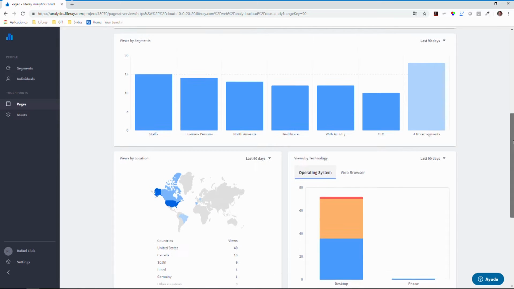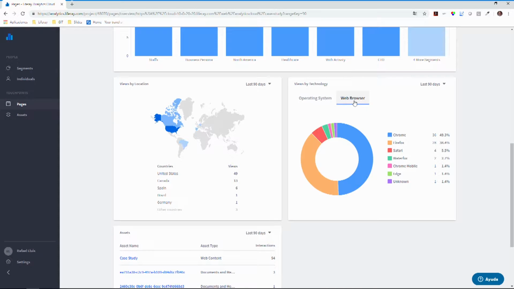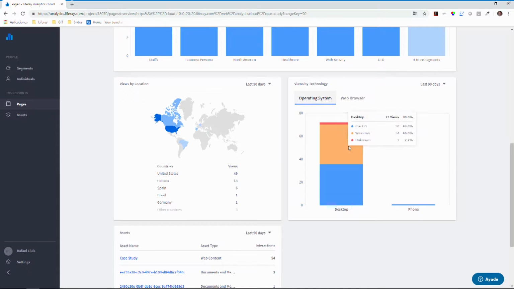And same thing with where they came from. So here we have different countries. They came from the United States, Canada, Spain, Brazil, et cetera. Operating system, web browser, in the last 90 days, again, the same things, same patterns, okay? We'll find the same. Well, it's good information that we are seeing, well, Chrome, then if someone is using a mobile, et cetera, okay?